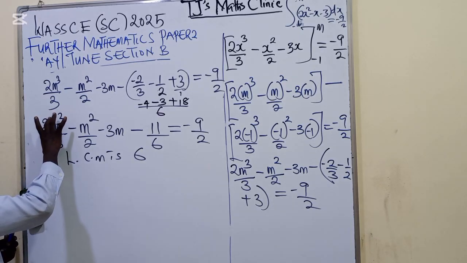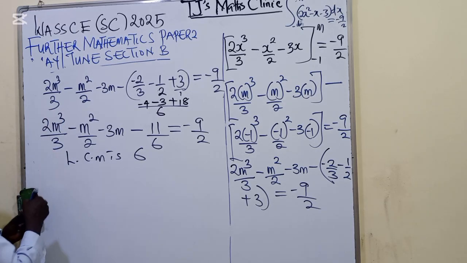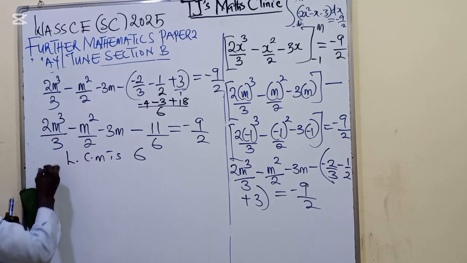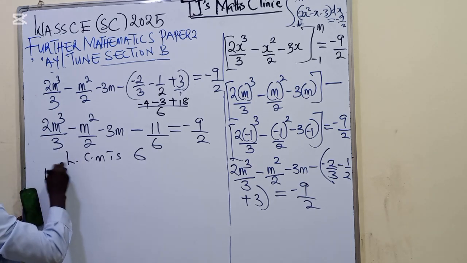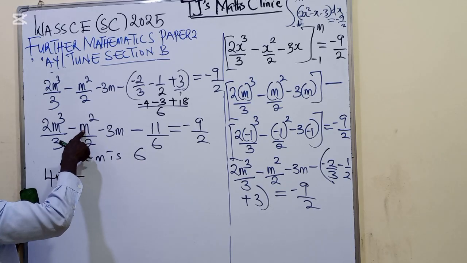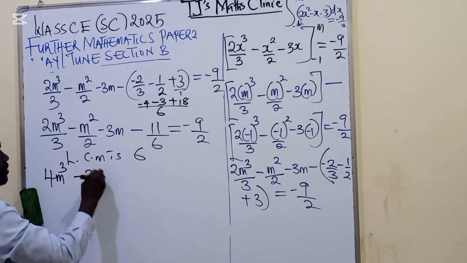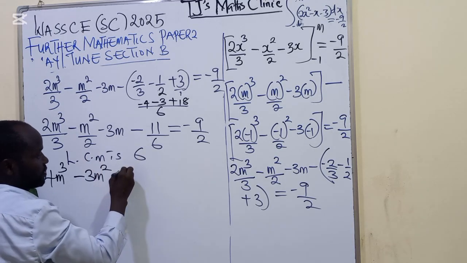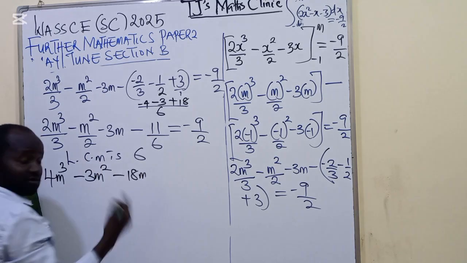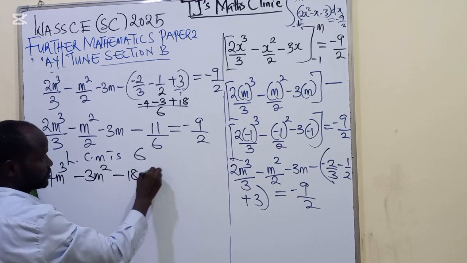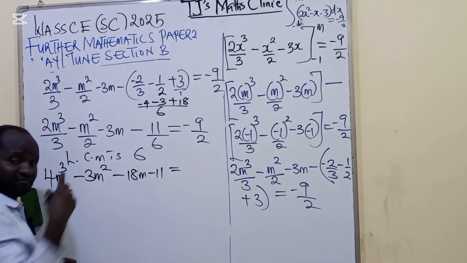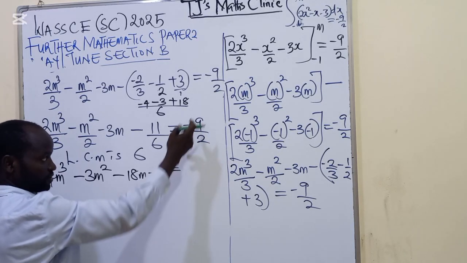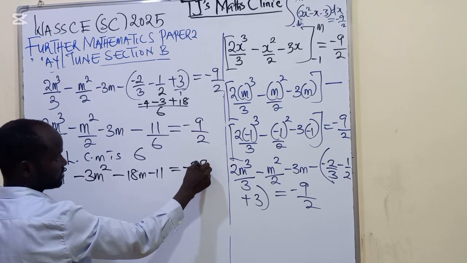We'll multiply this by 6. We'll have 4m cubed, because 3 into 6 is 2, and 2 times 2 is 4. That will be 4m cubed minus 6 divided by 2 is 3, so 3m squared, minus 3 times minus 3m times 6, that will be 18m, minus 11 divided by 6 times 6, that will be minus 11, equals minus 9 divided by 2 times 6. 6 divided by 2 is 3, and 3 times minus 9 will be minus 27.